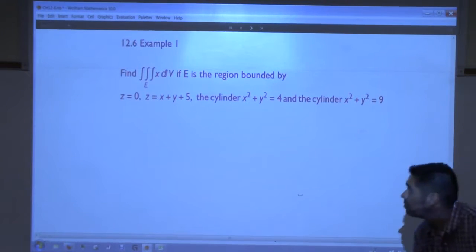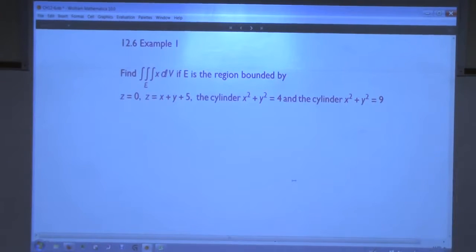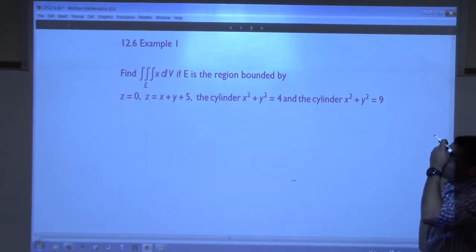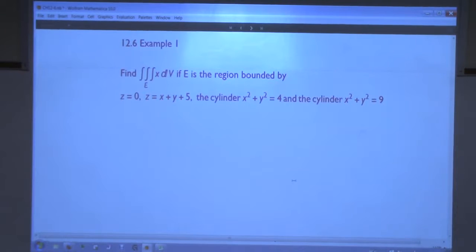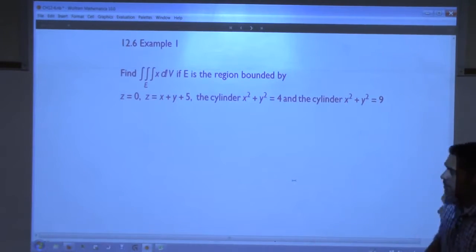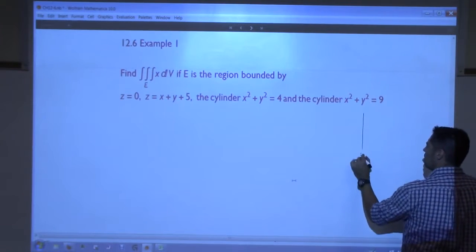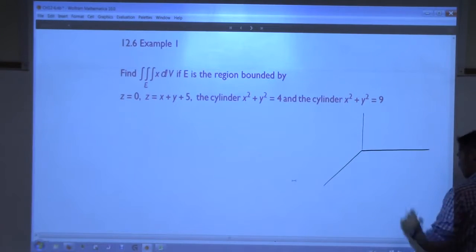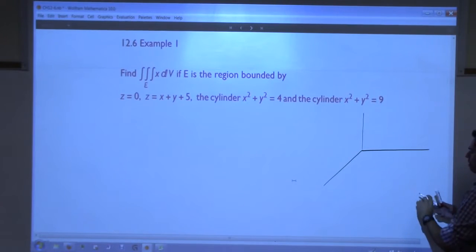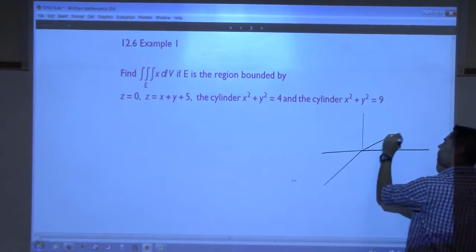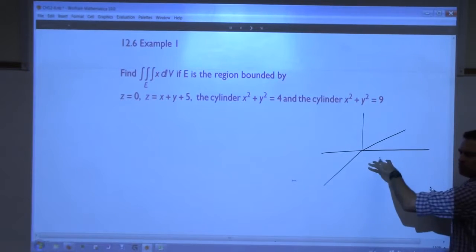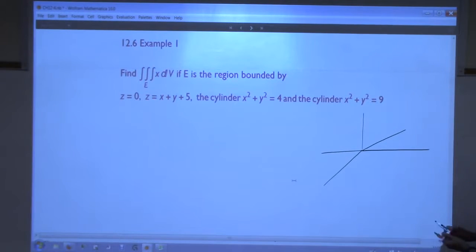We should have time for this one. Find the triple integral over the region E of x dV if E is the region bounded by all this junk. Okay, I get to draw this. What is z equals 0? XY plane, it's the ground. Let's see. It's the ground, okay? But just remember the ground is there, right? I'm not going to draw it. Z equals x plus y plus 5. What is that?